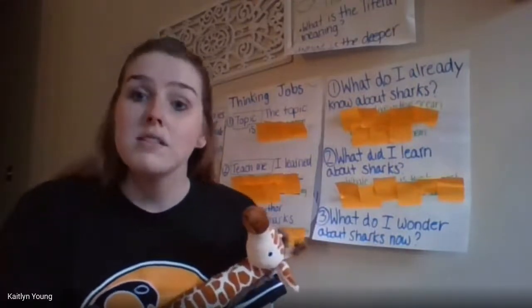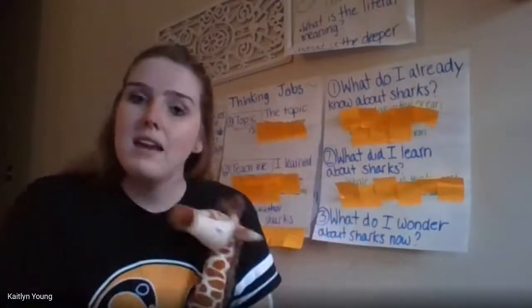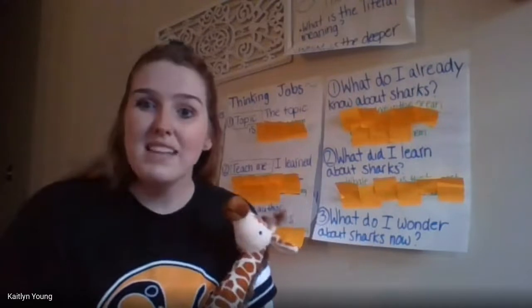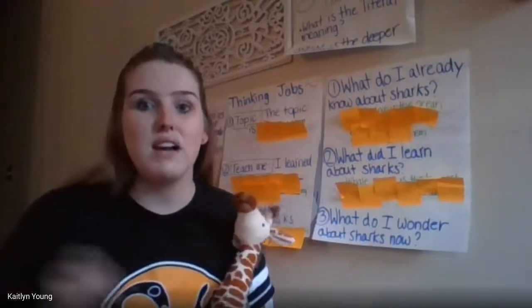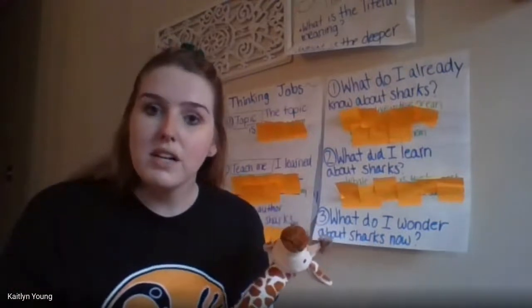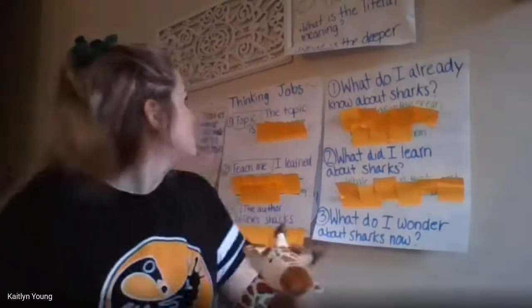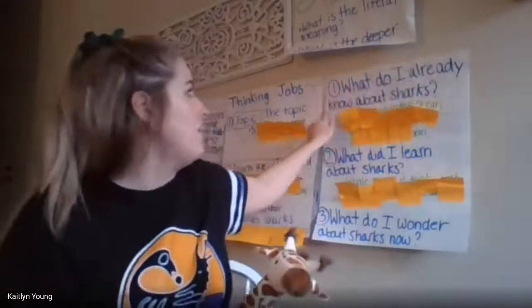So today, friends, your materials: you need your reading buddy, a pen, and a paper. The reason why is that at the end, you are going to get to write on a piece of paper all of the thinking jobs. Today, before we start reading, we are going to ground ourselves in our three big questions. Our first question is, what do I already know about sharks?